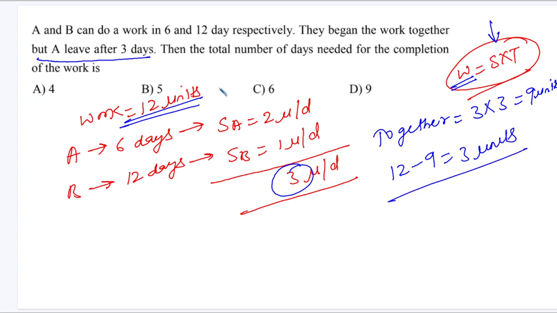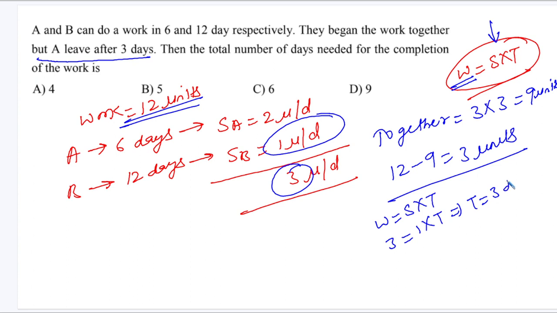Who is doing the remaining job? A leaves. That means B is doing the remaining job. And what's the speed of B? B's speed is 1 unit per day. Work to be done is 3 units. Speed of B is 1. So how much time will B take to finish the job? 3 days' time.